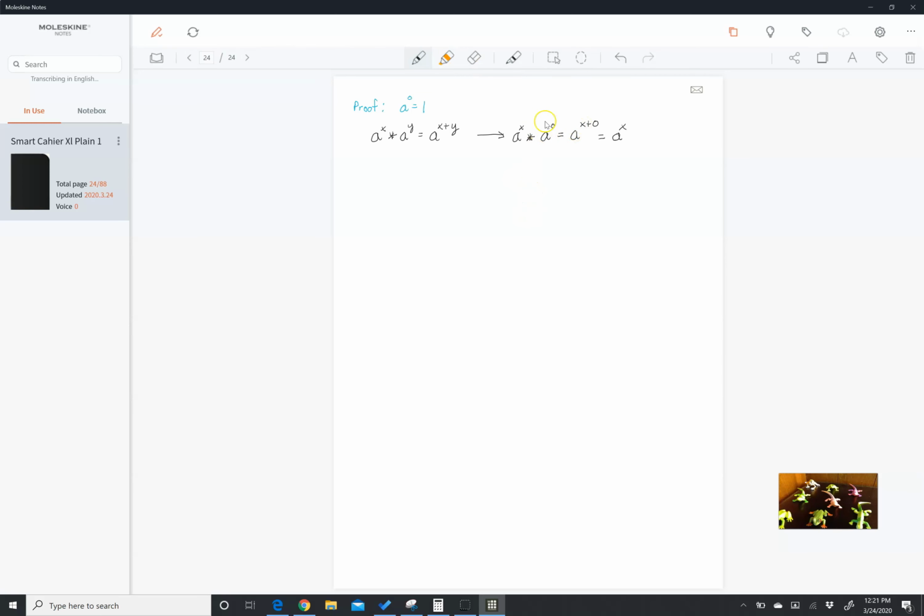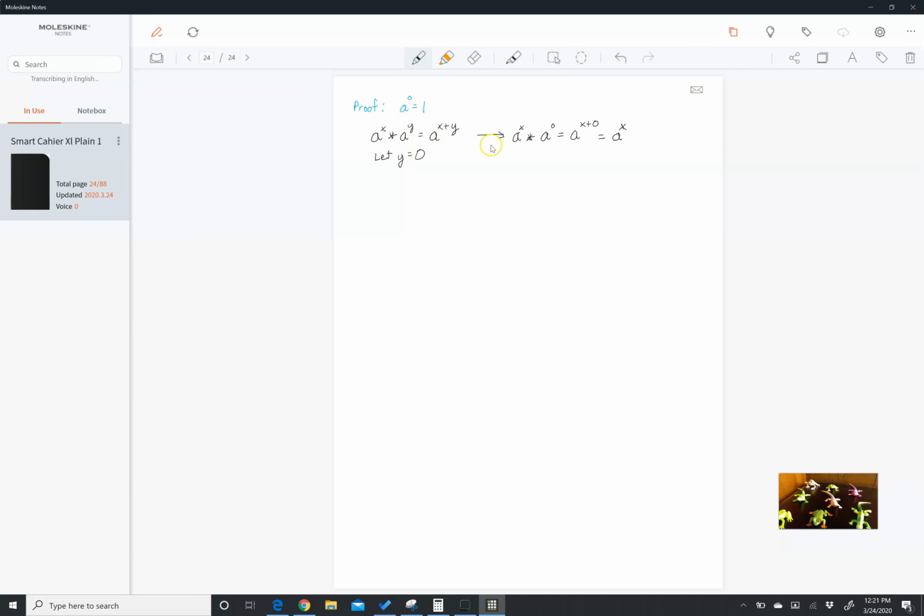So now we're going to take out this middle piece just to see it a little bit more clearly. We're not changing anything. This is the reason: we're using this rule. And we're just saying let y equal 0. The reason we're saying let y equal 0 is because this is what we're trying to prove. We're trying to prove that a to the 0 is equal to 1. So we're just going to plug in a to the 0 and see what happens.